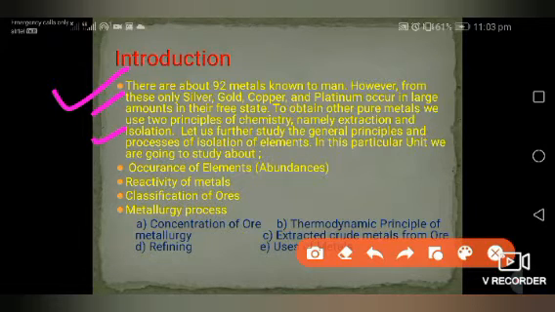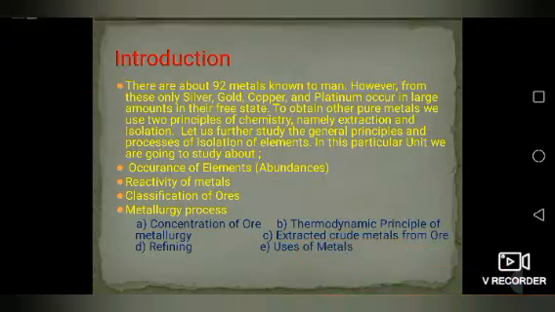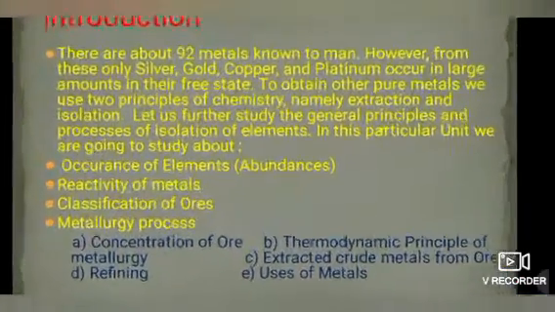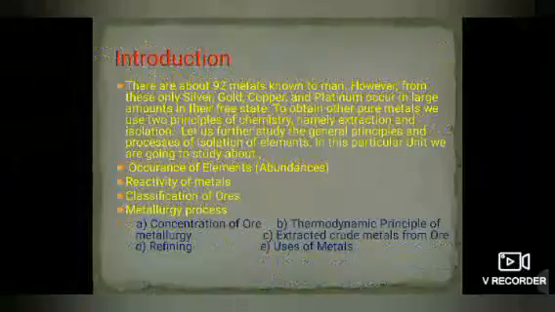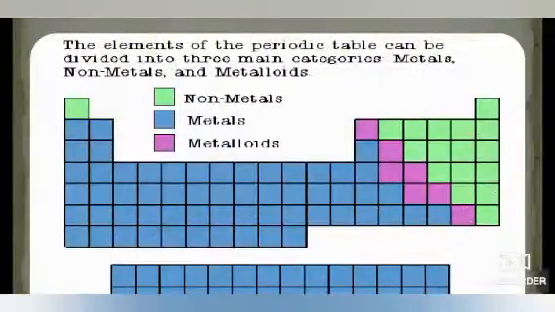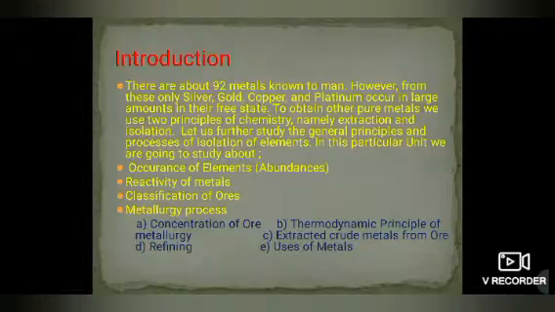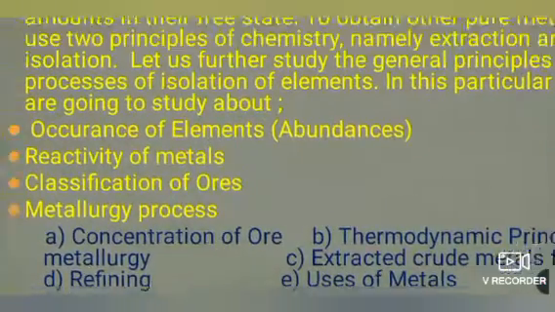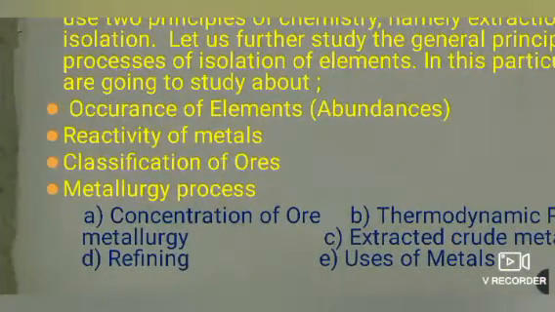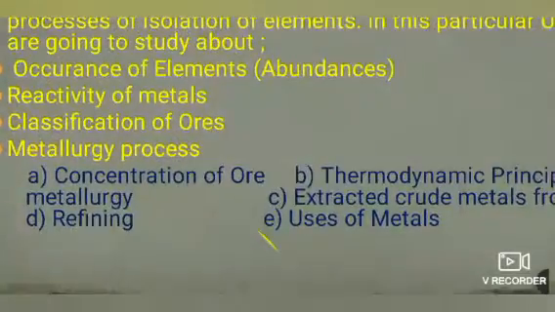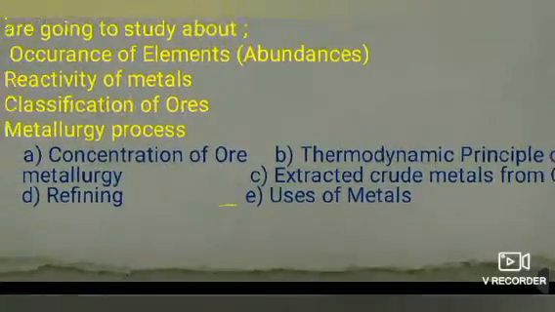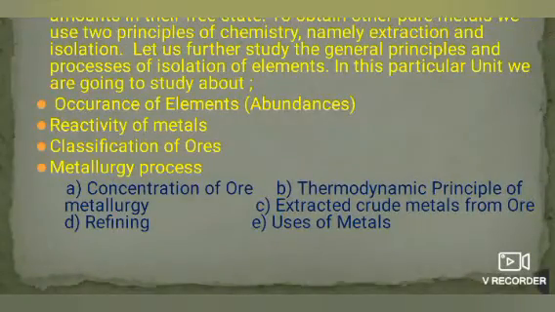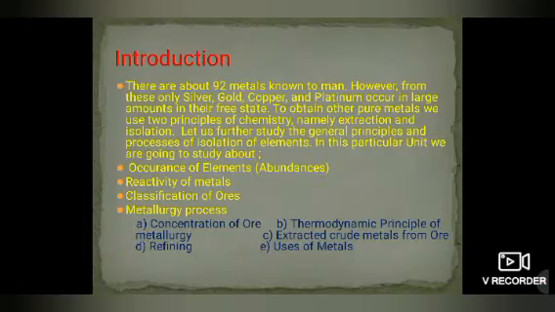Let us further study the general principle and process of isolation of elements. In this particular unit we are going to study the occurrence of elements, that is abundance. Then we are going to talk about the reactivity of metals. Then we will talk about the classification of ore and the metallurgy process. Under the metallurgy process we will talk about the concentration of ore, thermodynamic principles of metallurgy, extracting crude metal from ore, refining and uses of metals.